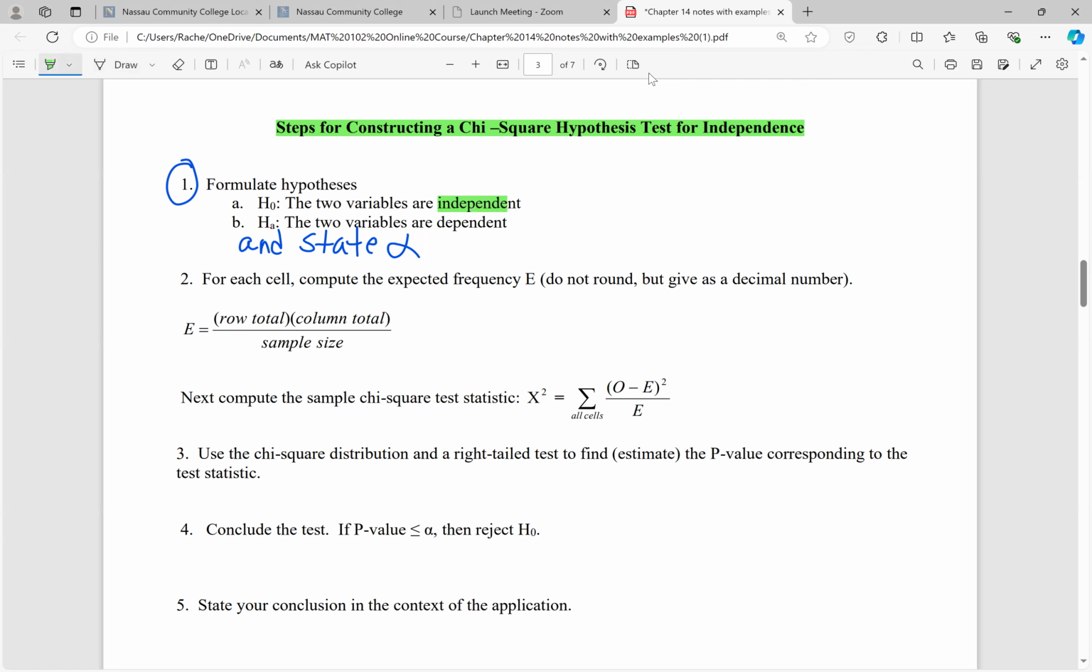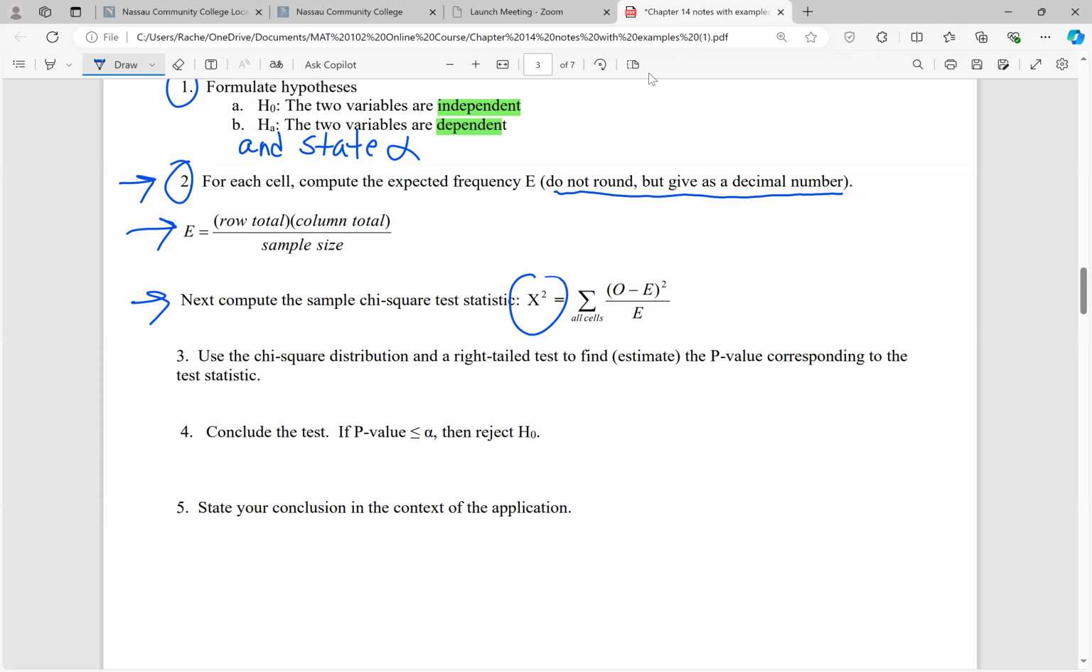So next, what we have to do is compute the sample chi-square test statistic. And the way we get that is we sum up all of the differences between our observed and our expected value, squared, divided by the expected value. And then once we get that chi-square statistic, I'll show you how to find the p-value of the test. And remember, we were finding the p-value when we were testing means and proportions. The same decision rule is going to apply.